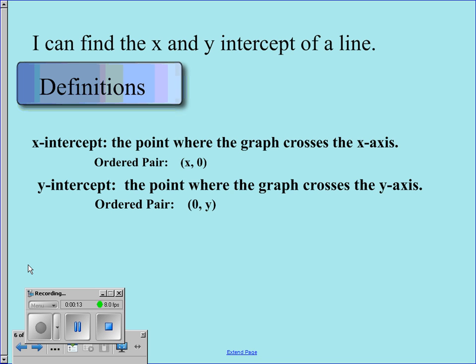We're talking about x and y intercepts of a line. So first we have two definitions. The first one, the x-intercept is the point where the graph crosses the x-axis. The ordered pair that it represents is (x, 0). The y-intercept is the point where the graph crosses the y-axis. So the ordered pair is (0, y). So if you need to, pause it, go ahead and write that down, and I'll explain in 1 second.